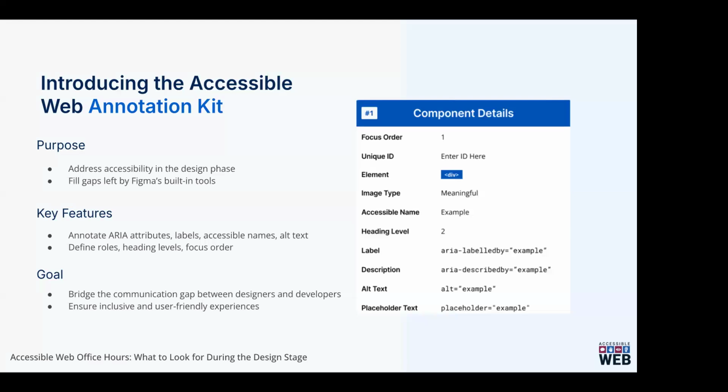The goal of this annotation kit is to ensure that every accessibility consideration, no matter how detailed or nuanced, can be clearly annotated. This helps bridge the communication gap between designers and developers, ensuring that accessibility is not lost in translation during the development process. By integrating these annotations into our design workflow, we make accessibility a core part of our digital products, leading to more inclusive and user-friendly experiences.